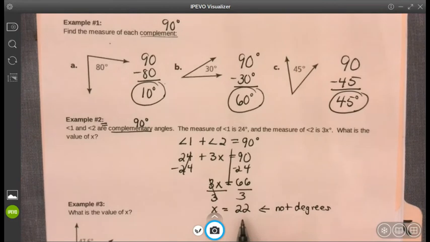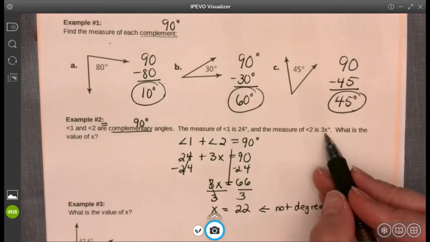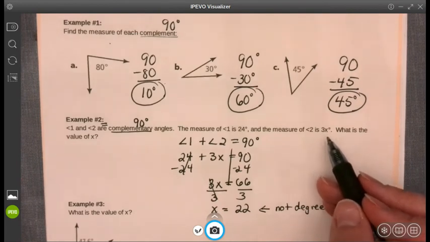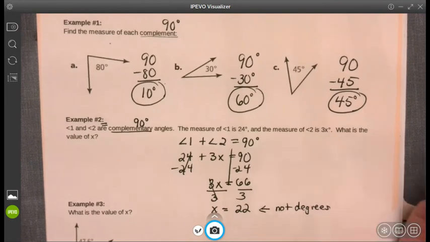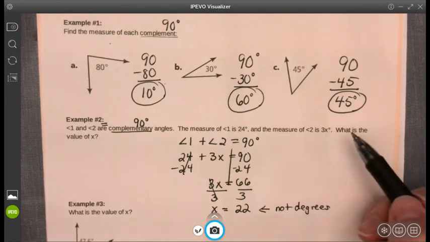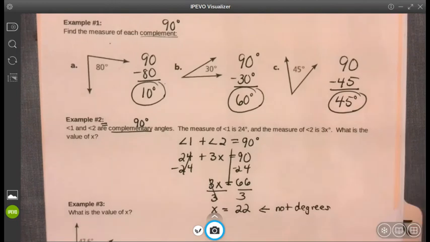When we take x and substitute it into x up here, 3 times 22 would give us 66. So this is a good example of where you would want to do a check to make sure you're right. So 3 times 22 is 66, and then 66 plus 24 does give me 90.